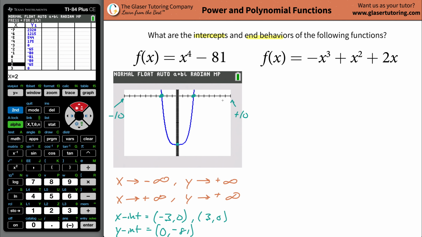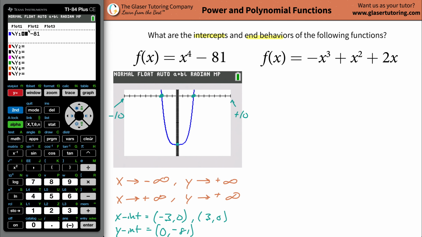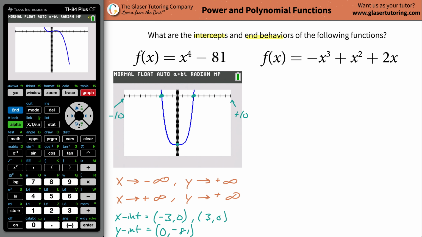Now let's go to the second example. So same thing. Let's try to breeze through this one, okay? So go to your y equals, clear out that function, and now type in negative x cubed. So negative x raised to the 3. Hit over to bring it down, plus now x squared. Okay, well, that would have been better if I hit the right button. And then plus 2x. Okay, hit graph.